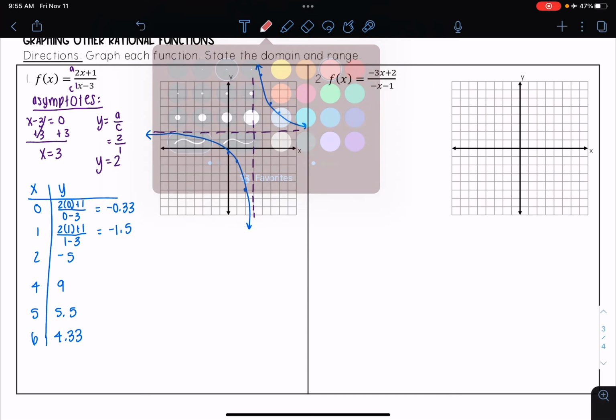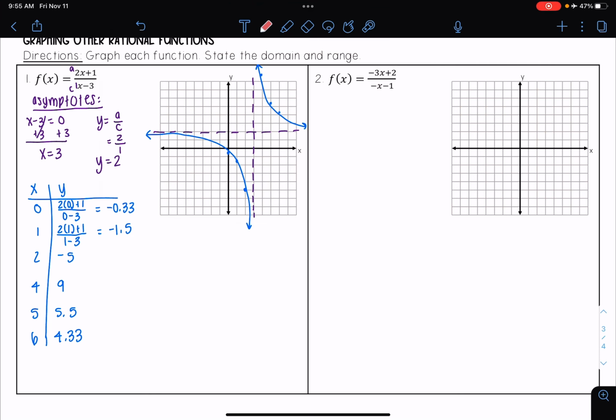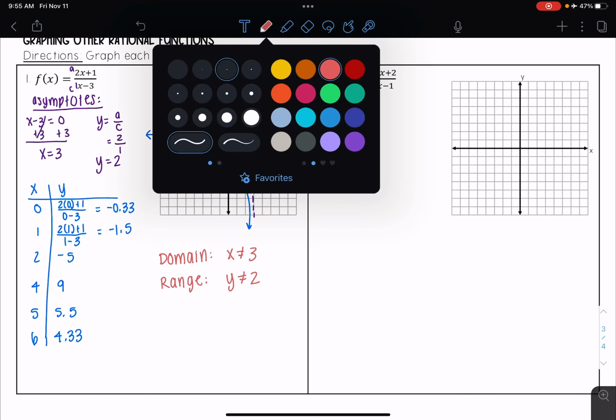And then for domain and range, the same thing as before. My domain is going to be basically that x can't equal where my asymptote is at. And so that's going to be that x cannot equal 3. And then range is going to be that y cannot equal where my horizontal asymptote is at. That is at y equals 2. So that means that y cannot equal 2.